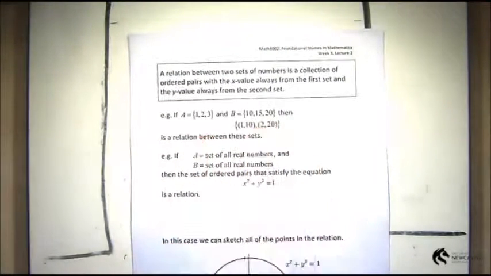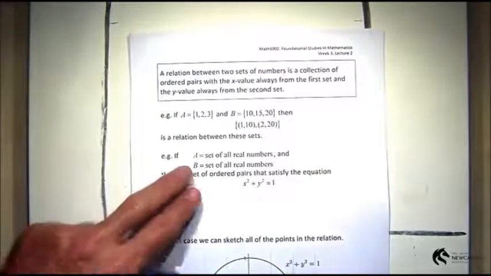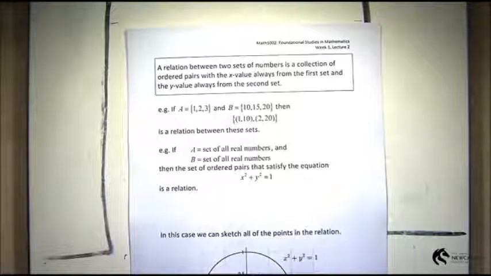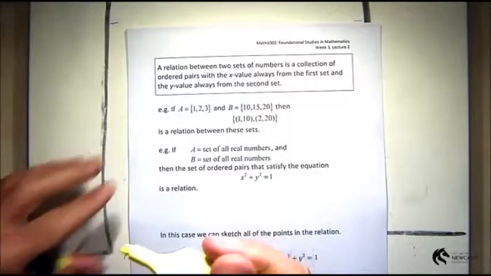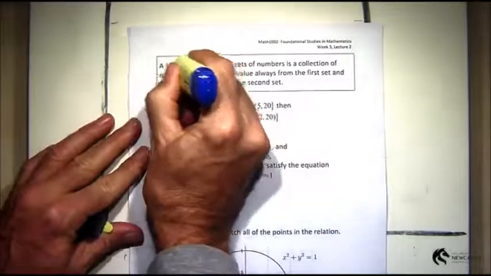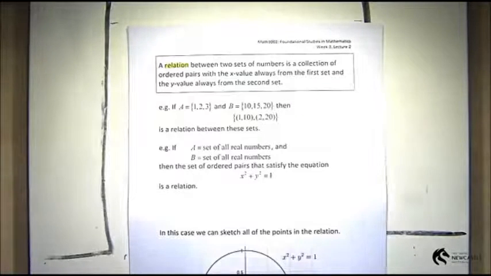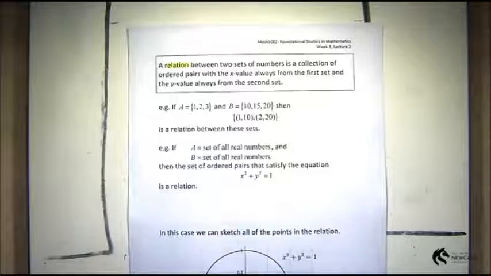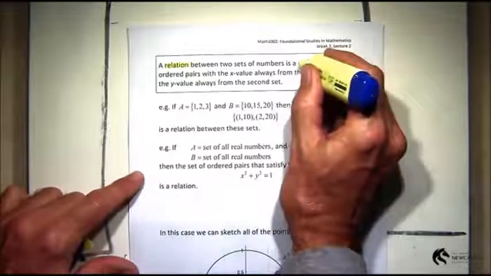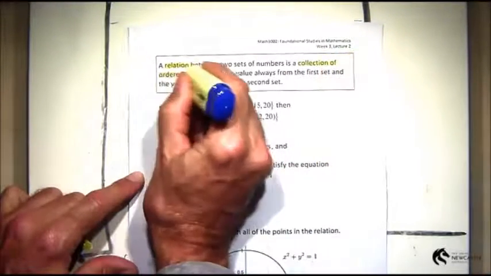Okay, so the next word or term that I'm going to use is that of a relation. And again, I'm not going to highlight the whole box, but I will just highlight the word. So a relation between two sets is a collection of ordered pairs. So I'll just highlight that.